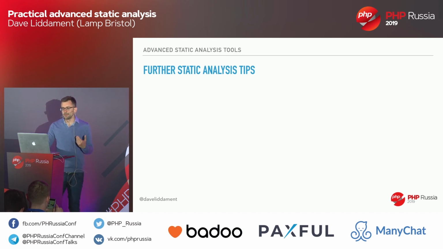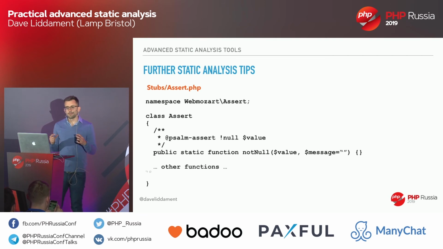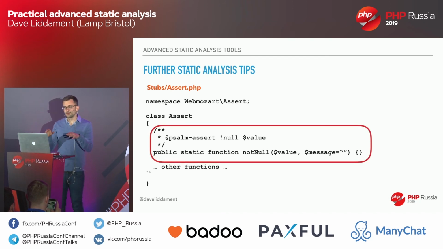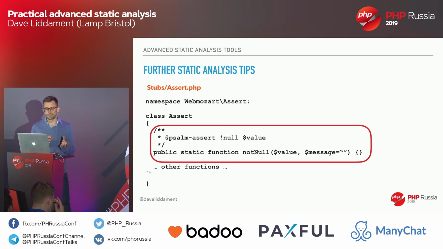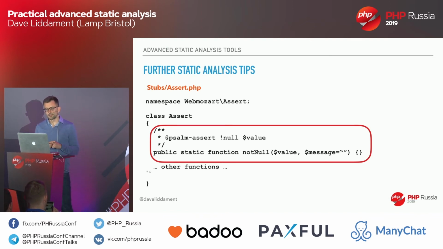So what we can do is make a stubs file. So in the stubs directory, we could have a file called assert, and it will be the same namespace of whatever it is that we are providing the stub for. And you have something that matches the signature of the method that you want to provide additional information for, and you put in, just on this thing, the Psalm assert. So Psalm now understands that not null will exit if you pass it a null value.